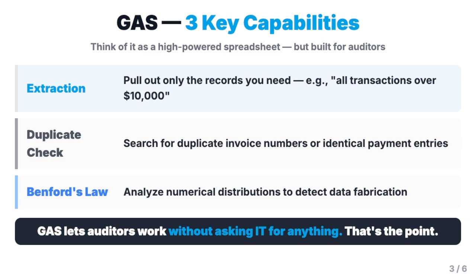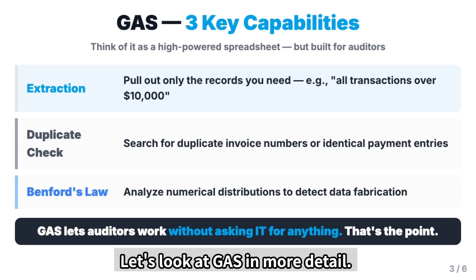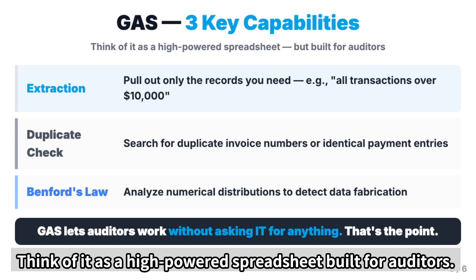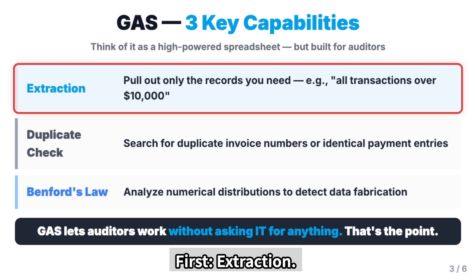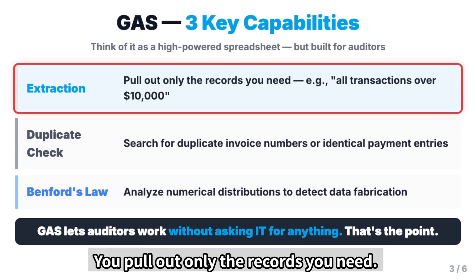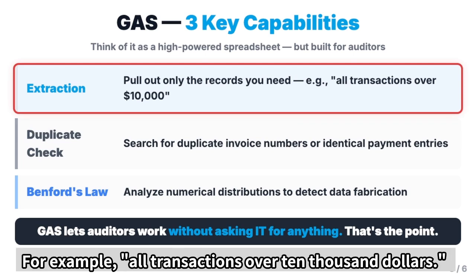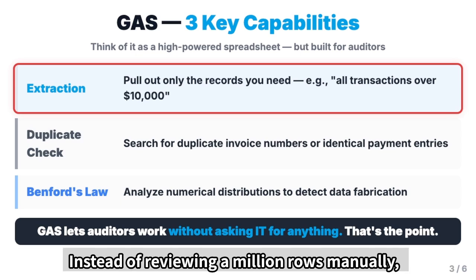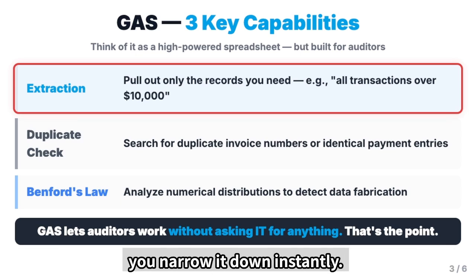GAS, 3 key capabilities. Let's look at GAS in more detail. Think of it as a high-powered spreadsheet built for auditors. First, extraction. You pull out only the records you need. For example, all transactions over $10,000. Instead of reviewing a million rows manually, you narrow it down instantly.